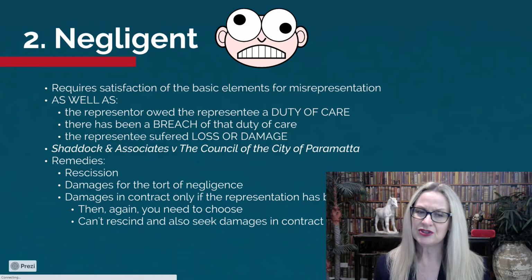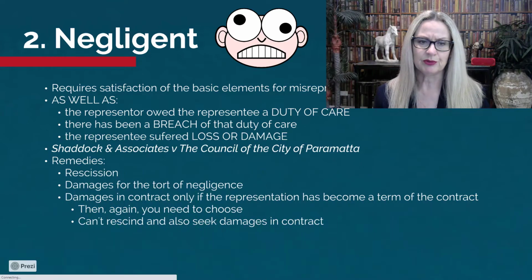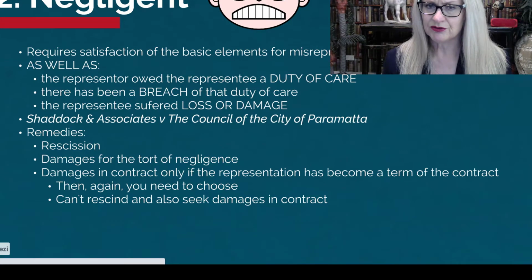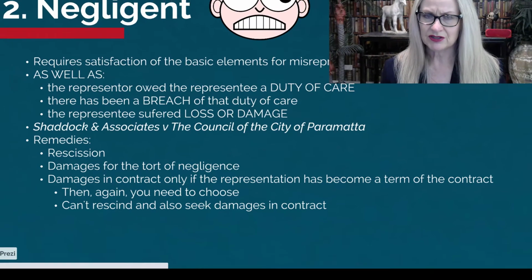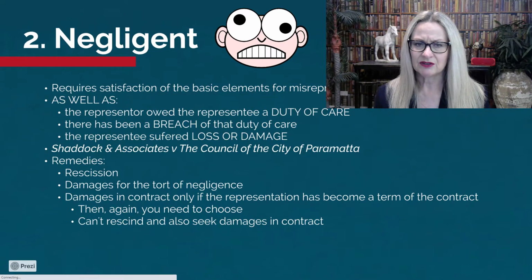I will mention the bit that I didn't mention on the last slide, the very bottom bullet point. You can obviously only get damages in contract if the representation had become a term of the contract. And if that's the case, then you need to choose between damages in contract and damages in negligence. Now, the big difference between the two, and this is the same for fraudulent misrepresentation.